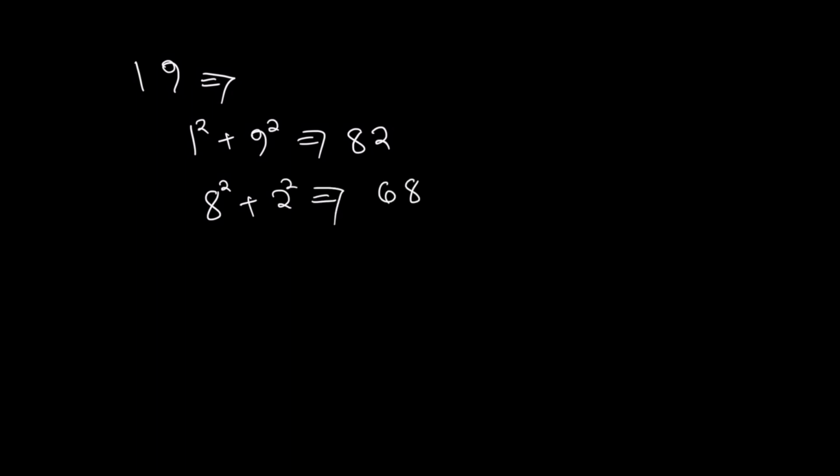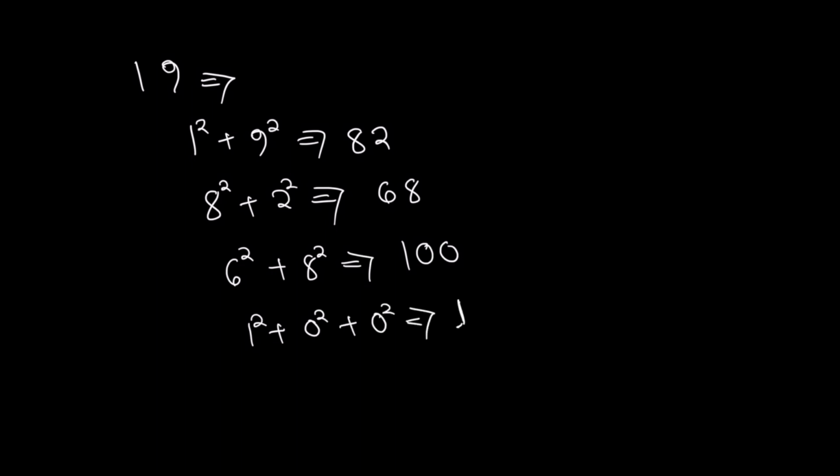For example, we have 19, and just to explain how we arrive at the fact that 19 is a happy number, we're going to have 1 squared plus 9 squared, which will give us 82, and then 8 squared plus 2 squared, which will give us 68. We're also going to have 6 squared plus 8 squared, which will give us 100, and then 1 squared plus 0 squared plus 0 squared, which will eventually lead to 1. As explained before, happy numbers are numbers that will lead to 1 whenever this process is done. So basically 19 is a happy number.